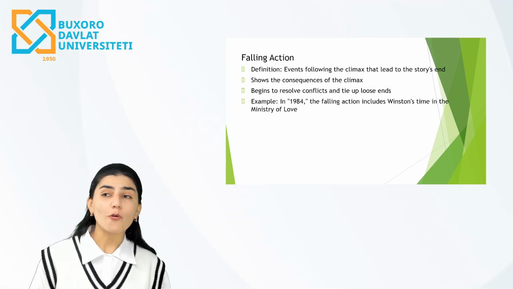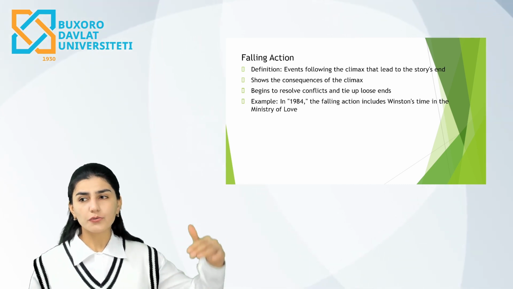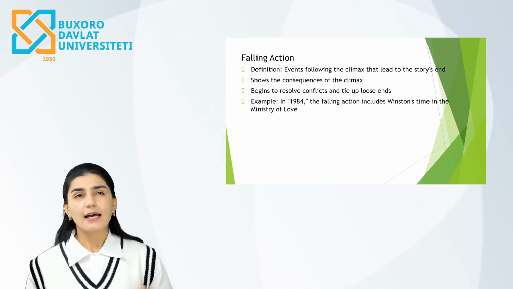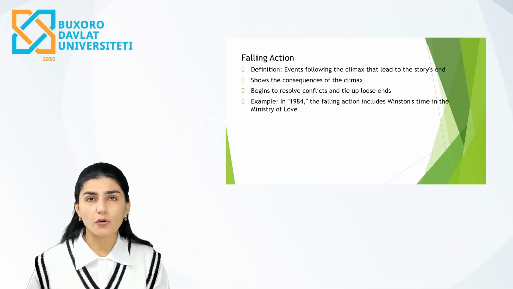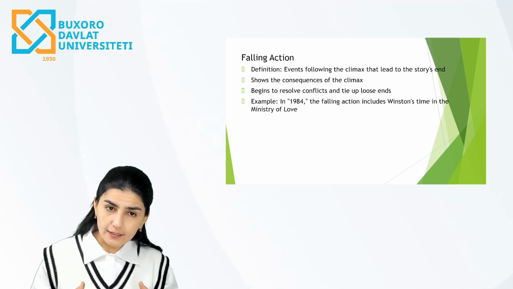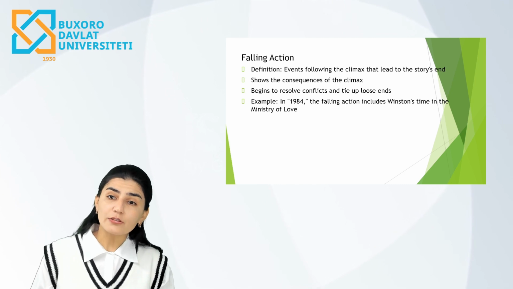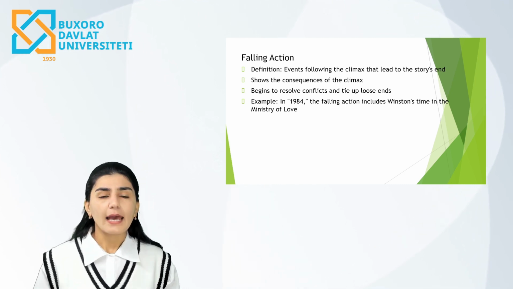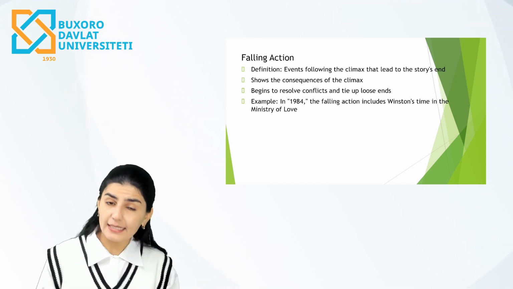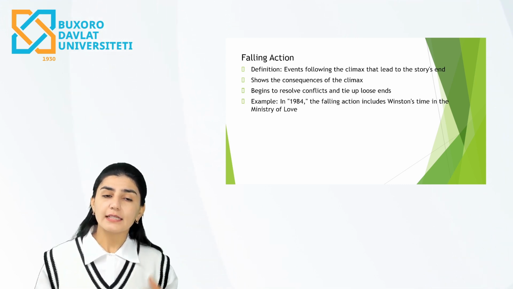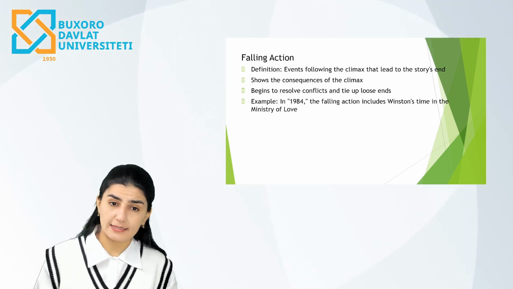Well, the next one is falling action. After the climax, the events go to the falling action, and this falling action leads to a denouement or resolution. Falling action is the events following the climax that lead to the story's end, and it shows the consequences of the climax. In falling action, the events begin to resolve conflicts and tie up loose ends.